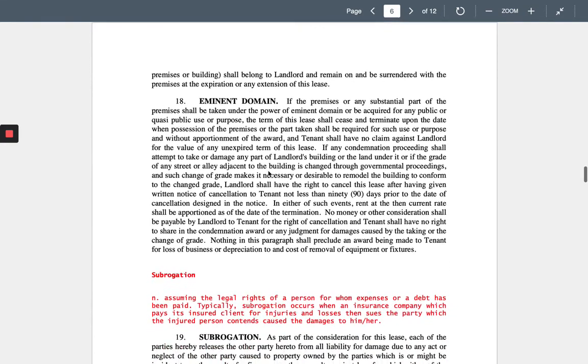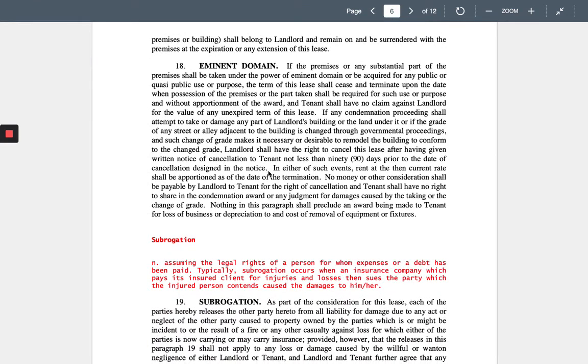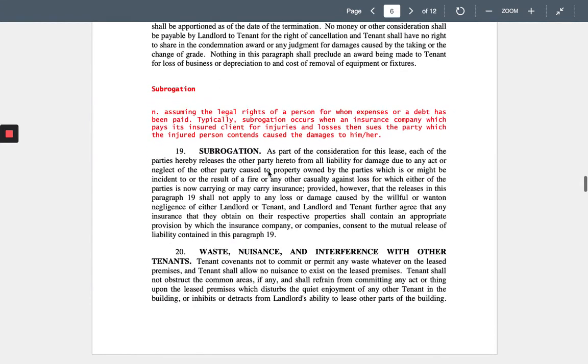Eminent domain, it means that if the government wants to put a highway down through the middle of that building, the government has the right to come and say, we're going to do that. Here's some money for your building. Y'all got to get out of here. So this is just talking about that.